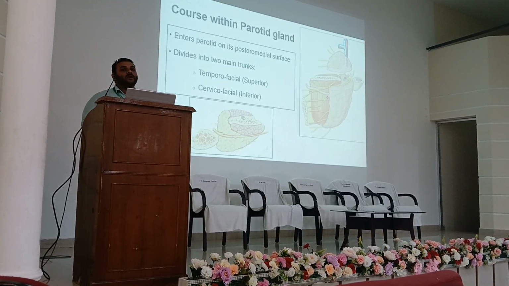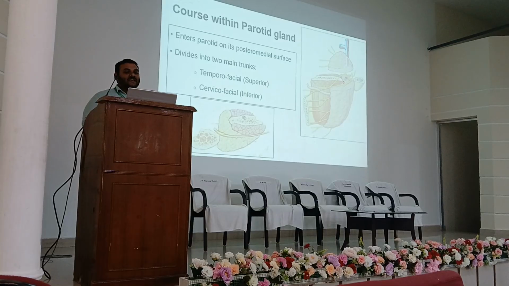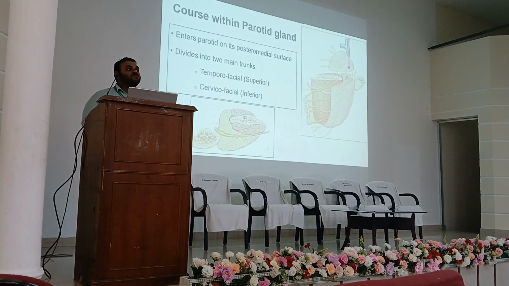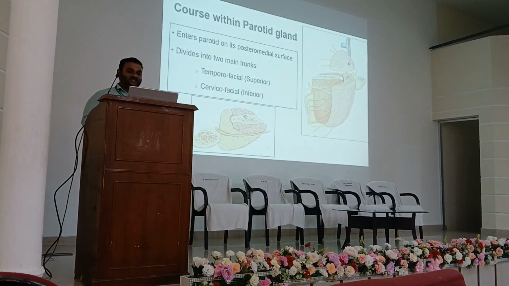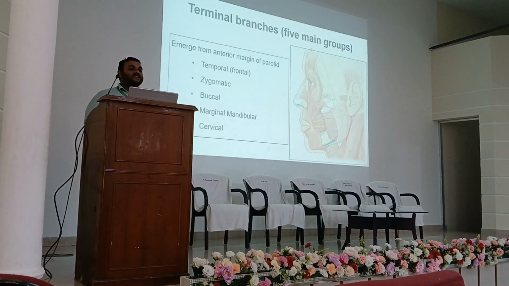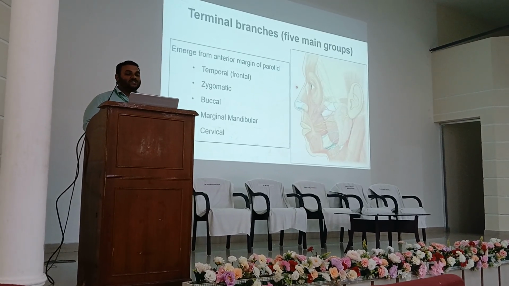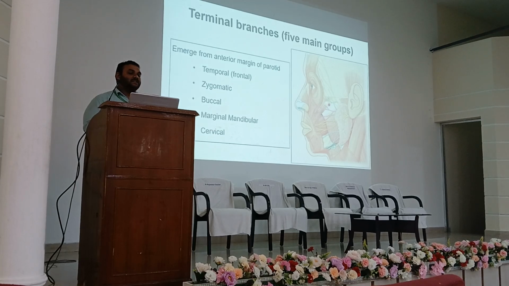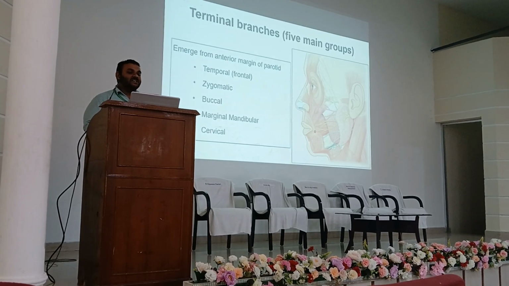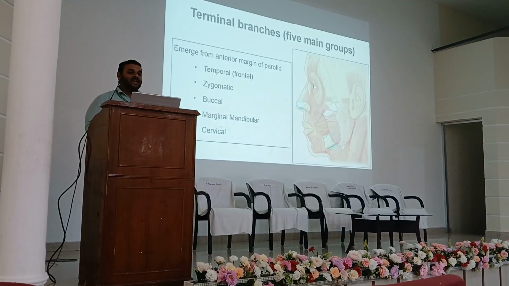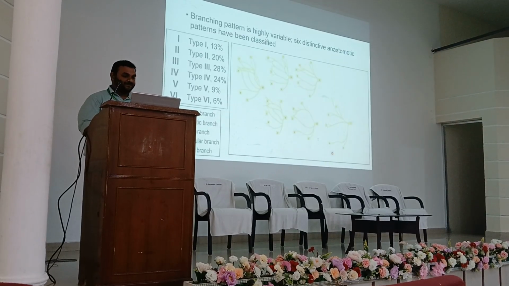That plexus is called the pes anserinus, and these trunk and plexus are superficial to the retromandibular vein and external carotid artery. The terminal branches: the facial nerve emerges from the anterior margin of the parotid gland, and the branches are the temporal branch, zygomatic branch, buccal branch, marginal mandibular, and cervical branch.